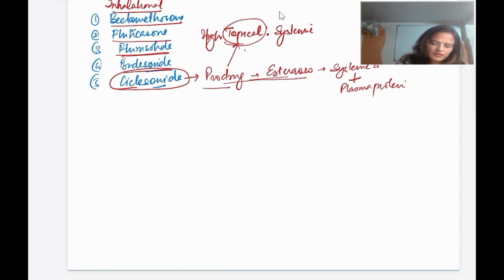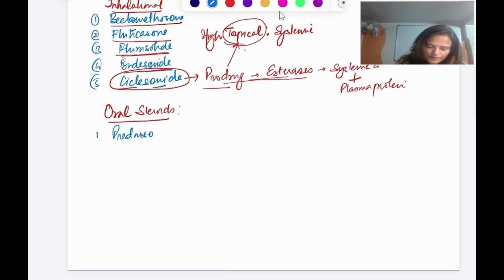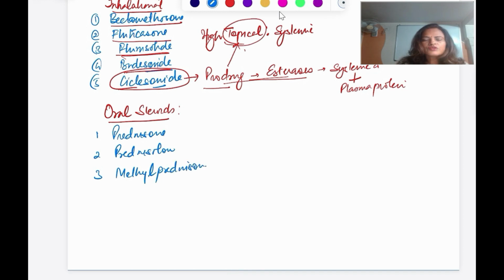So what are the others? We have oral steroids. Under oral corticosteroids we have prednisone, then prednisolone, and then methylprednisolone. Prednisone is a prodrug, it is converted into prednisolone in the liver.